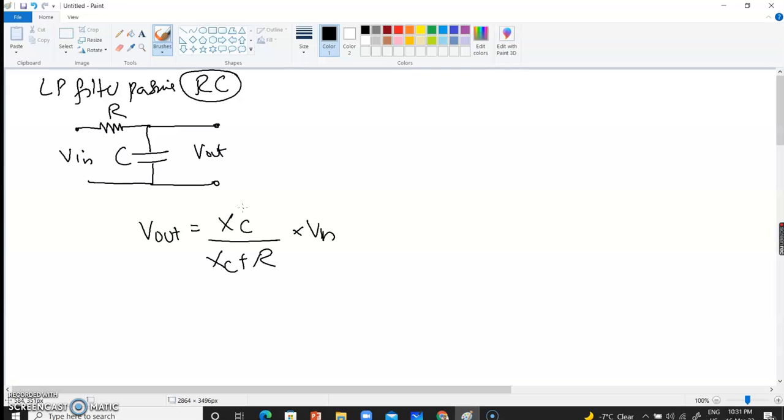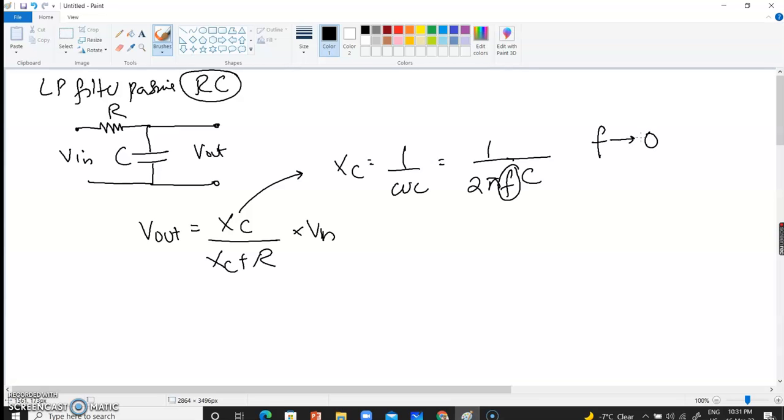As you know, XC is the impedance of the capacitor, right? So XC can be written as 1 over omega C, or it can be written as 1 over 2 pi F C, which is omega times the capacitance. Now let's try to analyze this circuit. For example, if we have a very small value of frequency, which means, let's say, frequency approaches 0, right?